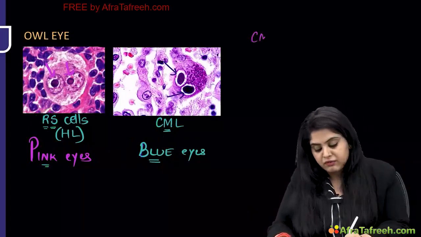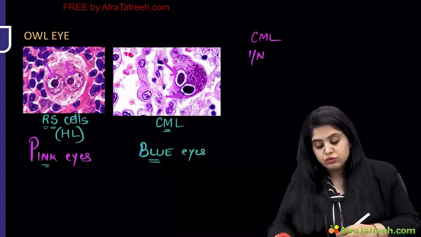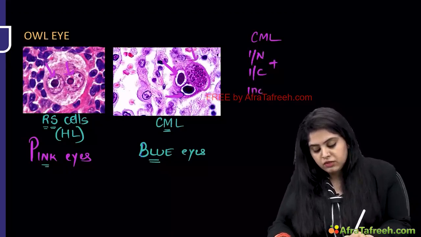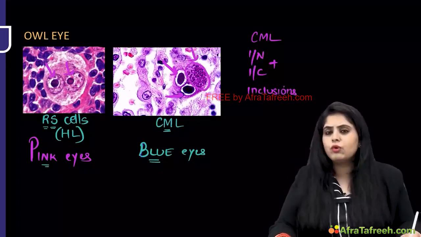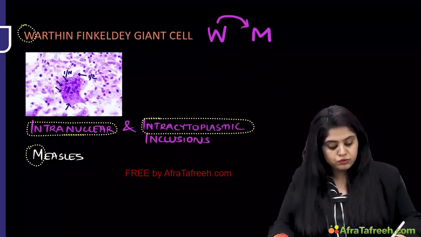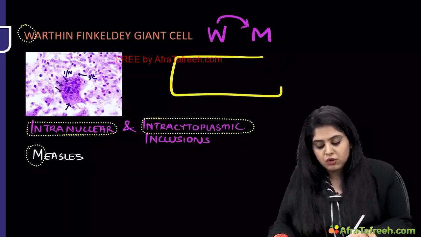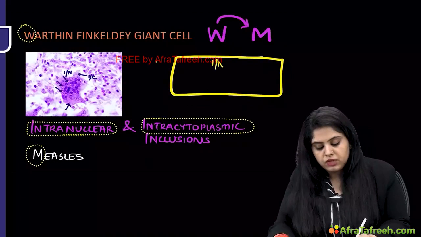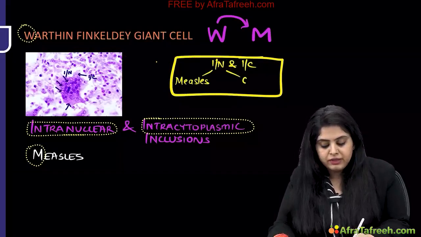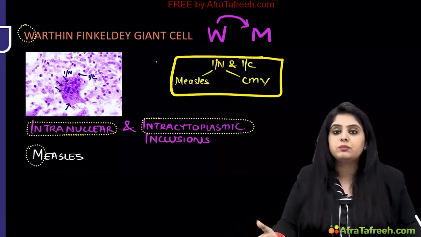Remember, cytomegalovirus not only shows you these intranuclear owl eyes, it also shows you a bunch of inclusions in the cytoplasm. It shows you both intranuclear and cytoplasmic inclusions. So was there any virus just before this that I taught you which showed you the same? Measles also showed you. So now guys, you can make a table because this is what you study in microbiology also. Which are all the organisms which are going to show you both intranuclear and intracytoplasmic inclusions? One of them is definitely measles and the other one is cytomegalovirus. But there is no other organism which shows you both intranuclear and intracytoplasmic inclusions.